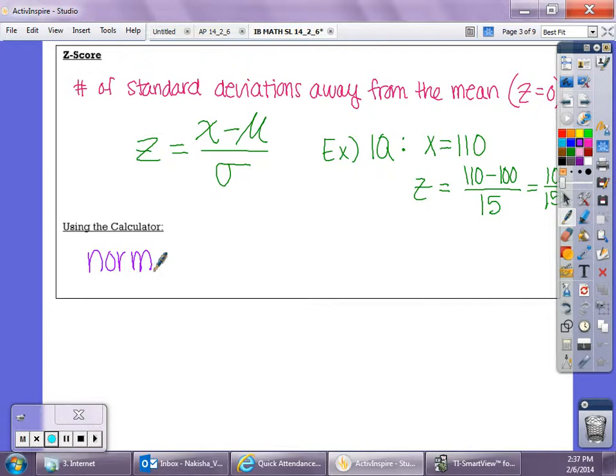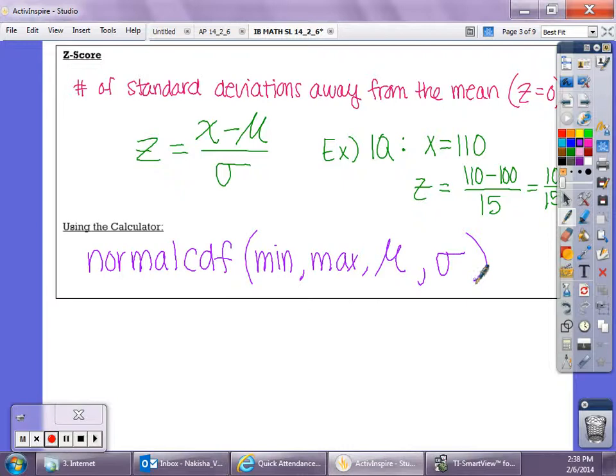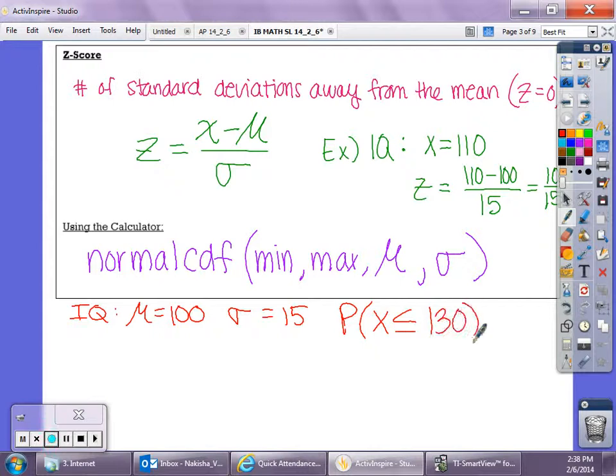So, second vars, you're going to do a minimum, a maximum, your mean, and then your standard deviation. So I'm going to give you a problem to do. IQ, which has a mean of 100 and a standard deviation of 15. And we're going to do one that we know. I want to find the probability that your IQ is less than 130. And 130 is exactly 2 standard deviations away. So first thing I'm going to do, I'm just going to draw the picture real quick.